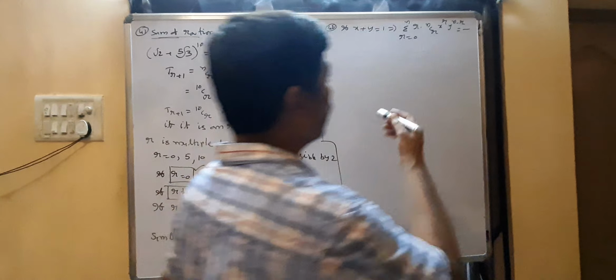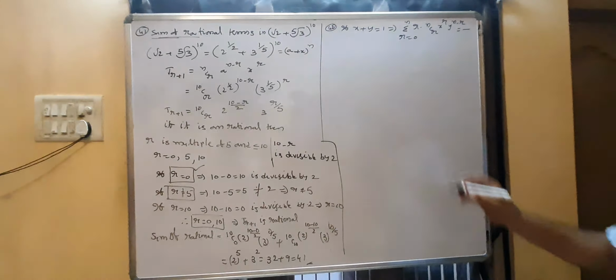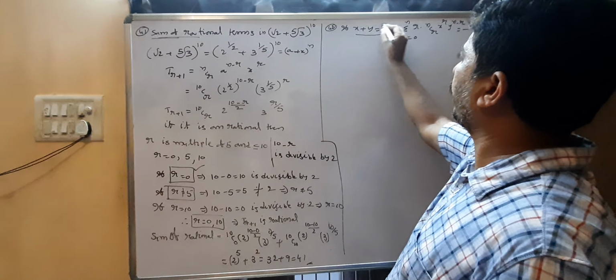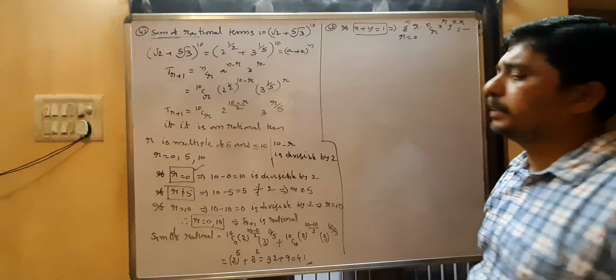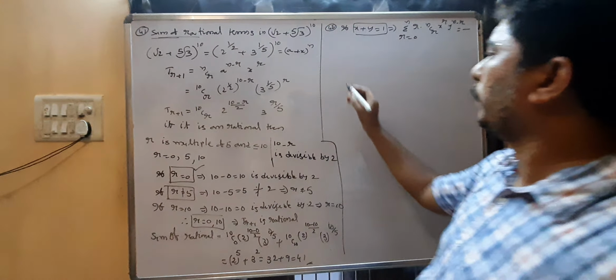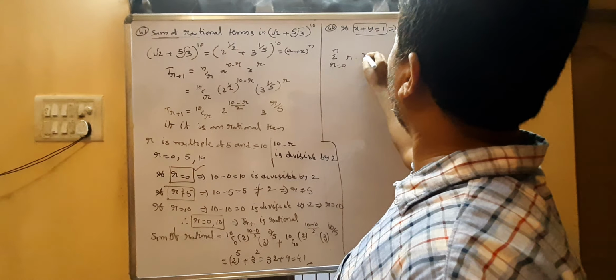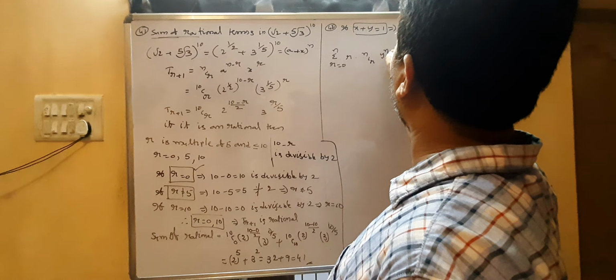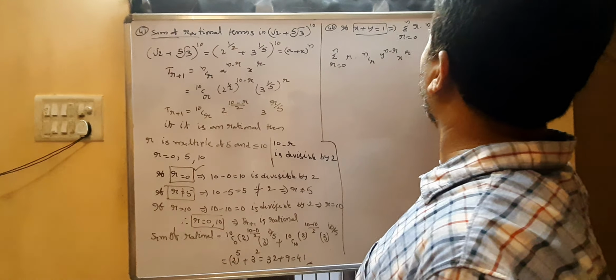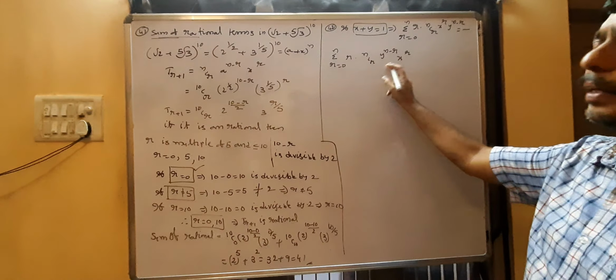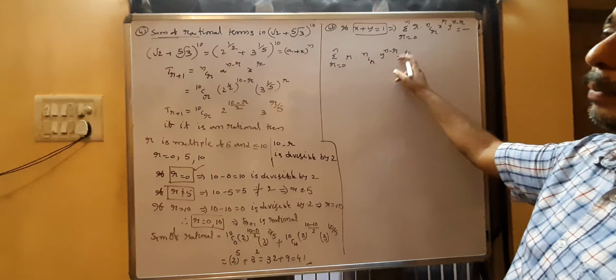Coming to the next question. x + y = 1 is given, then find the value of this expansion: sigma r equal to 0 to n, r into nCr y^(n−r) x^r. First I will take the y power, the difference, that is the reason I am taking it first. nCr a^(n−r) x^r.